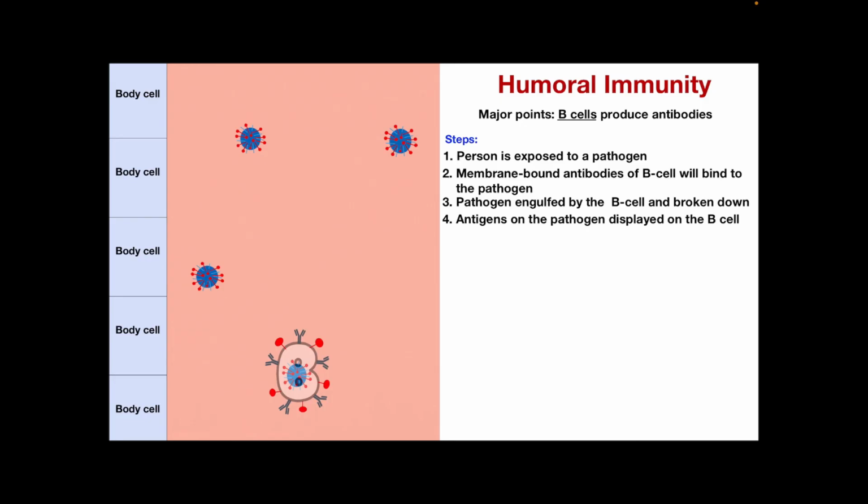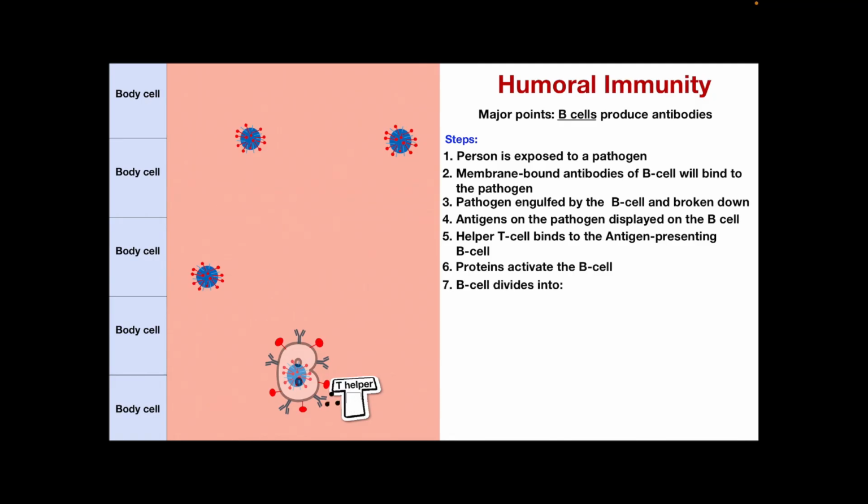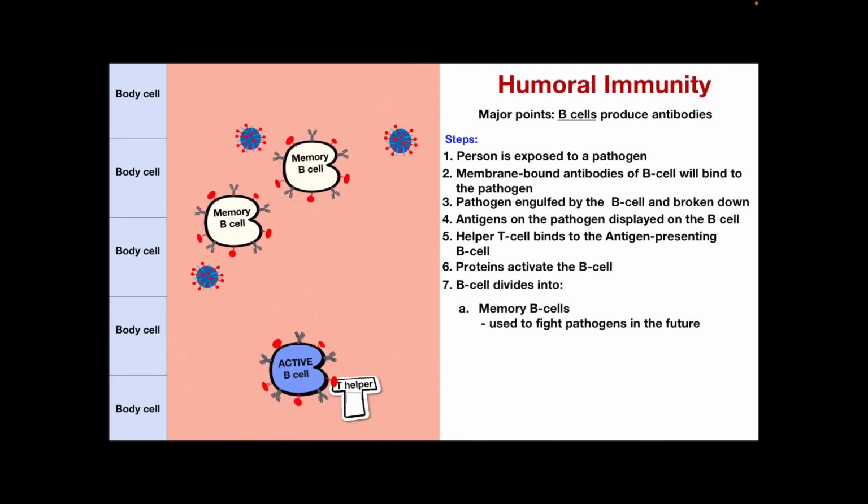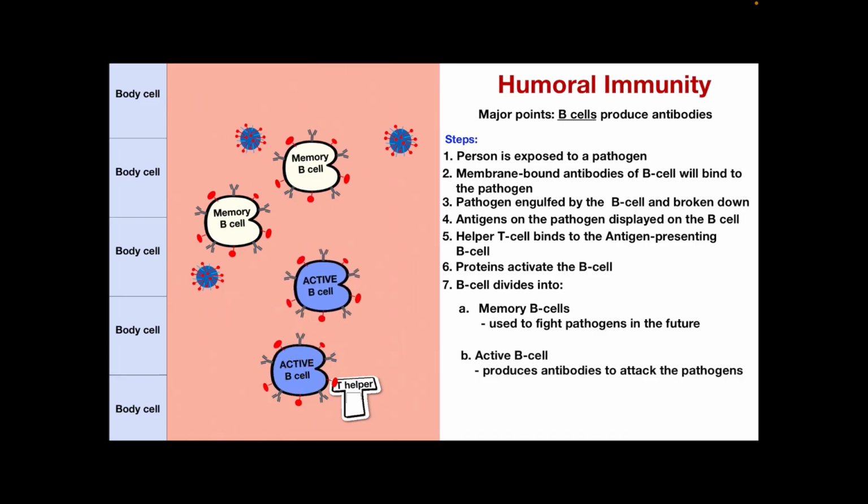So this B cell will act as an antigen presenting cell. After presenting the pathogen, the helper T cells will bind to the antigen-presenting B cells. These T helper cells will release proteins to activate the B cells. Once the B cells are activated, they will divide into memory B cells and active B cells. The memory B cells are used to fight pathogens in the future, whereas the active B cells are the ones producing antibodies to attack the pathogens. Those are the functions of memory B cells and active B cells.